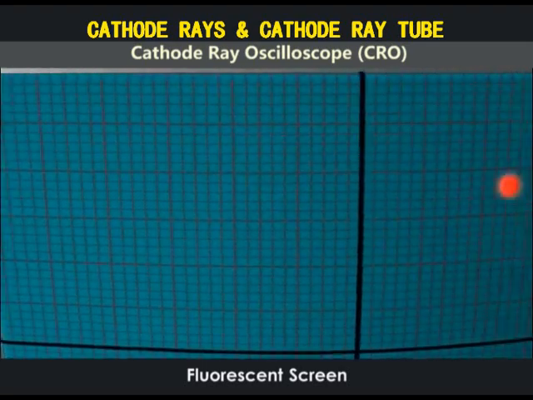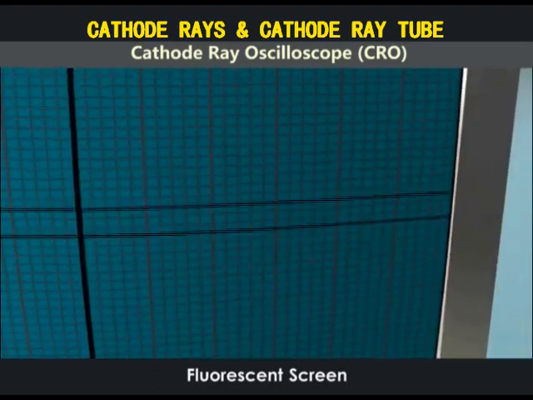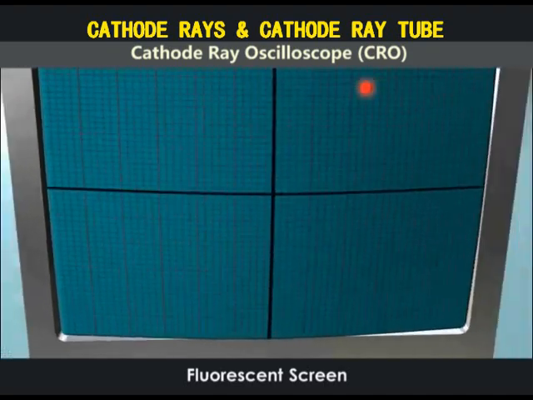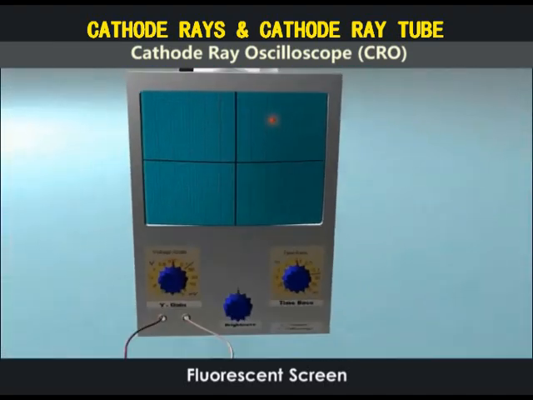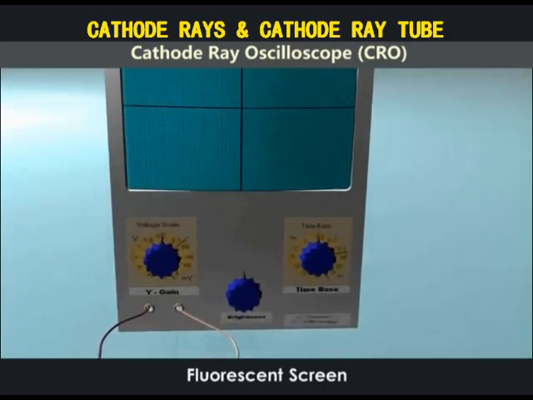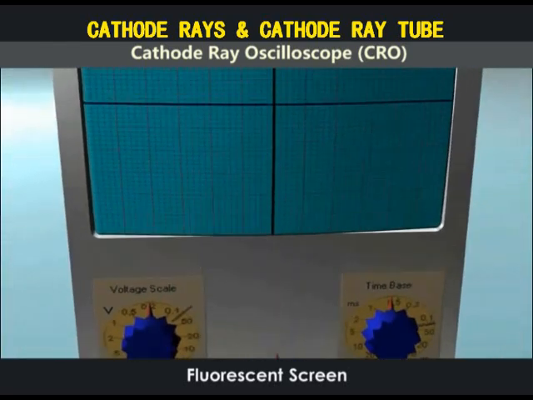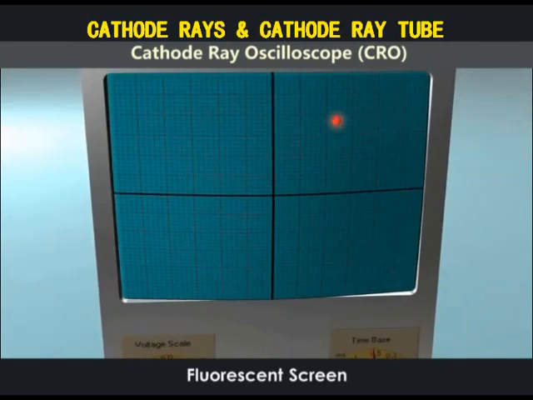The screen is divided into squares like a graph paper so that we can take our measurements, as we shall see later. The scale of the screen is controlled by the Y gain and the time base buttons, while the intensity of the spot is controlled by the brightness button.